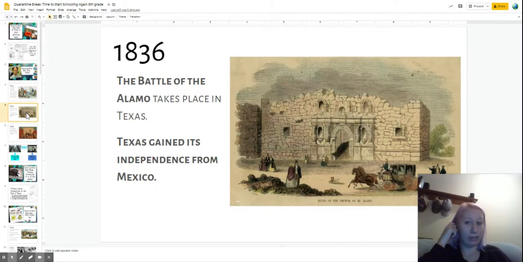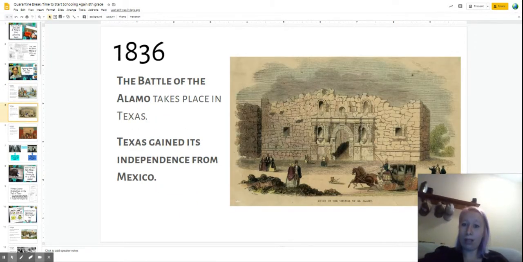The next thing in your notes is 1836, the Battle of the Alamo. It takes place in Texas. This is basically just a battle that Texas won to gain its independence from Mexico. At one time, the land of Texas was owned by Mexico, but Texas, as a territory, gained its independence. You've probably heard of the Alamo. It's in all these famous Western movies that your old cranky uncles and grandpas watch, because that's what mine do. But the Alamo is just a famous battle where Texas gains its independence.